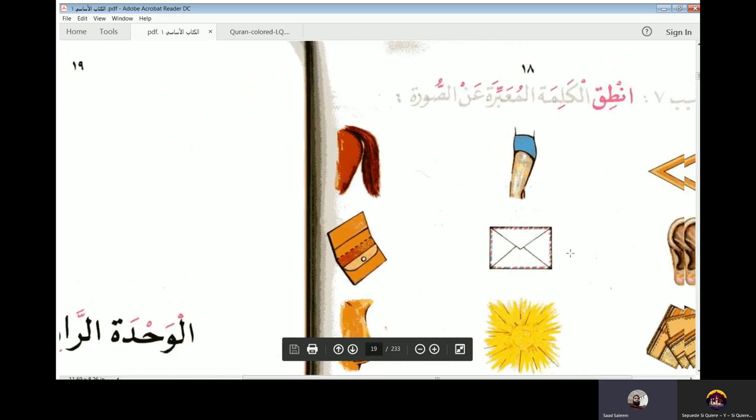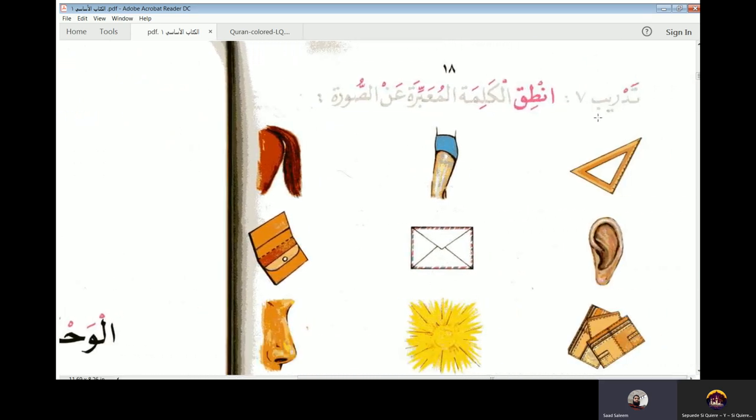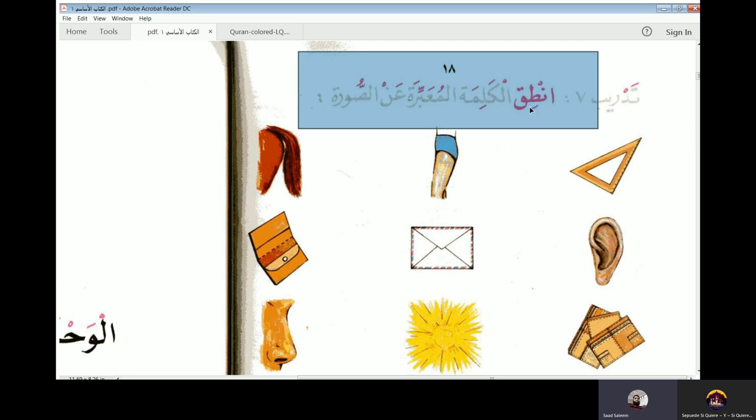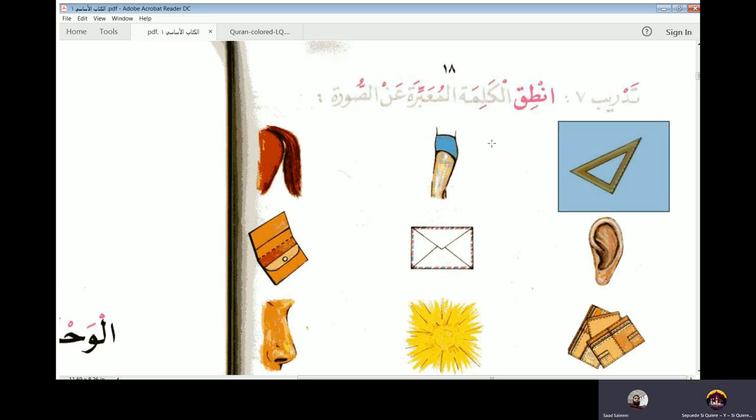On the next page, we also have the seventh exercise. Intik al kalimatil muabira anisura. Intik means pronounce the word which expresses the pictures. So, the name of the picture best expresses the picture. Tell me the name of these pictures.